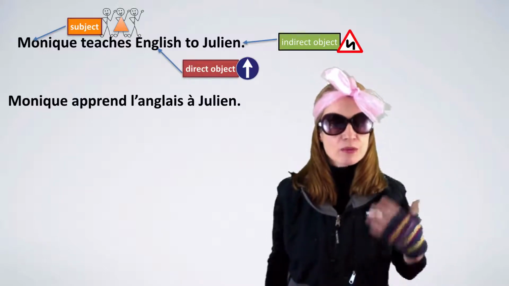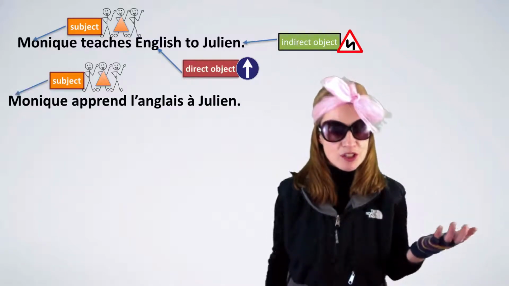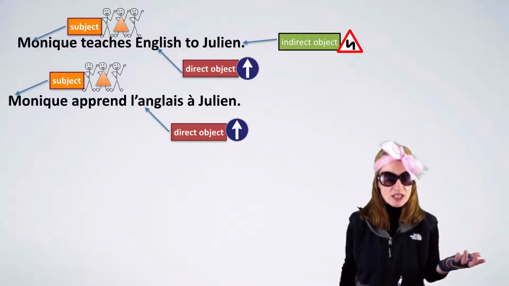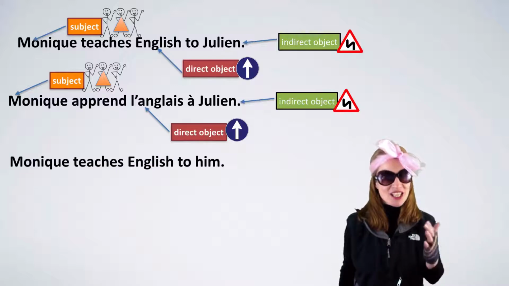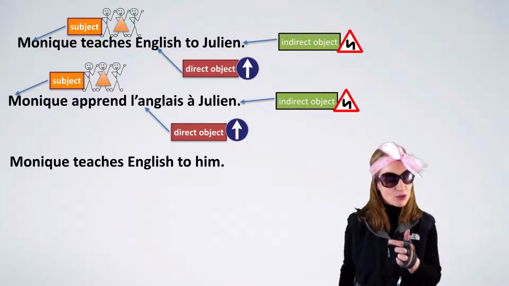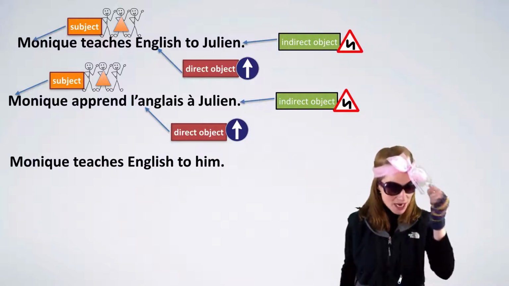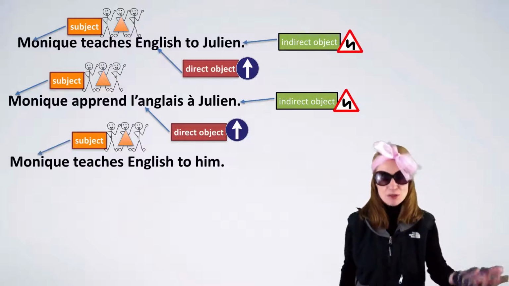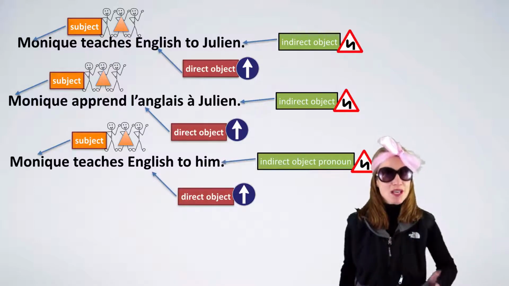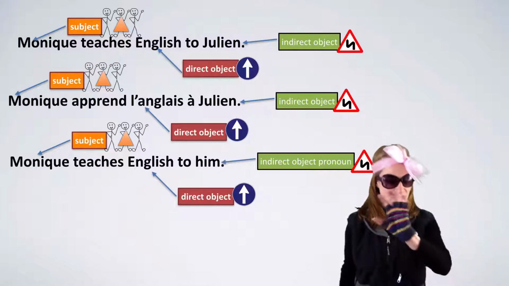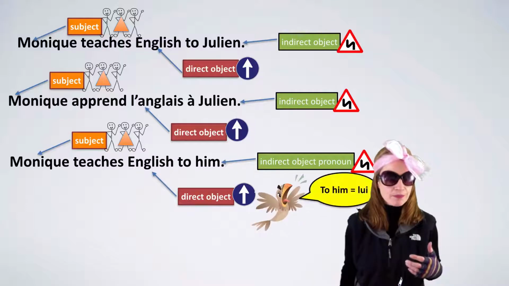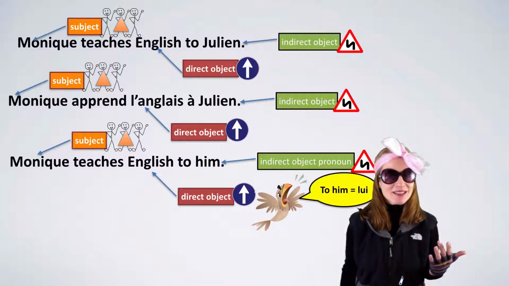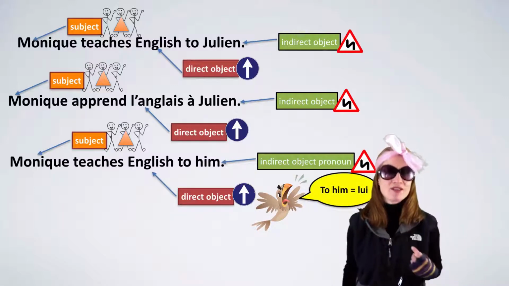The French equivalent, Monique apprend l'anglais à Julien: Monique subject, direct object anglais, and à Julien, indirect object. Monique teaches English to him, or you could say teaches him English, meaning to him. Monique subject, English direct object, to him, indirect object. Now it's the pronoun because him replaces the word Julien, let's say. To him is lui. One word in French, lui.